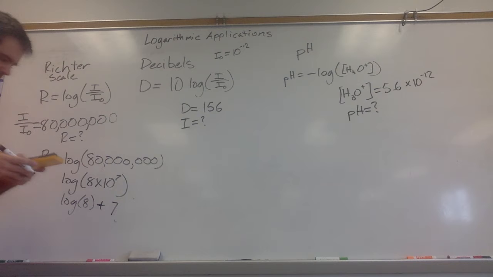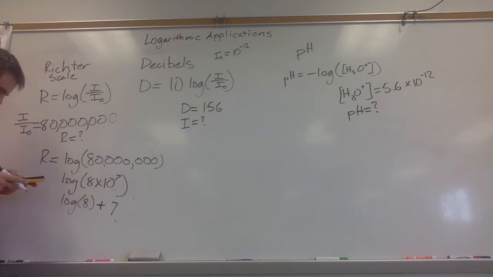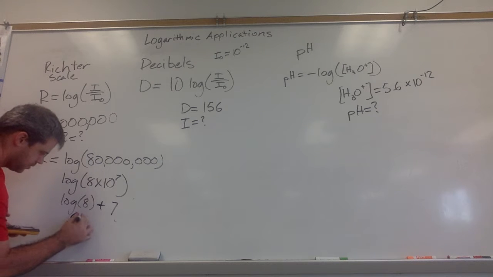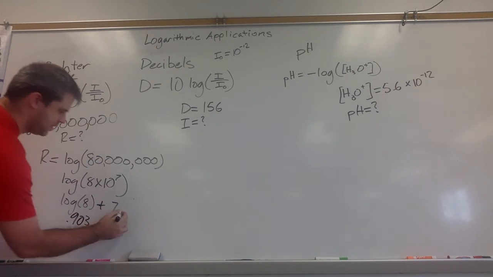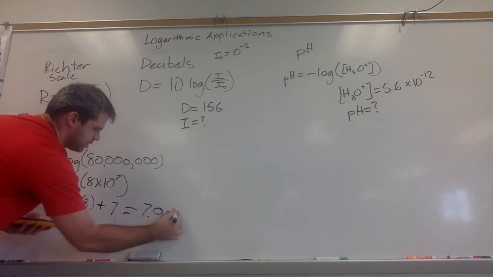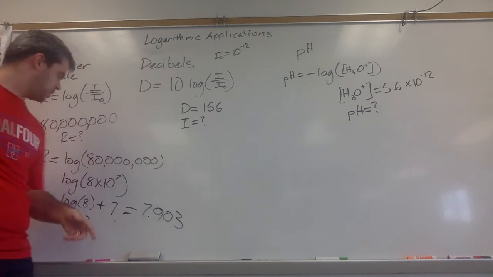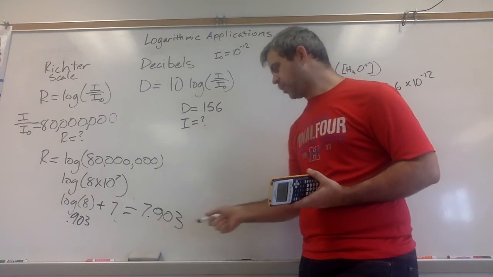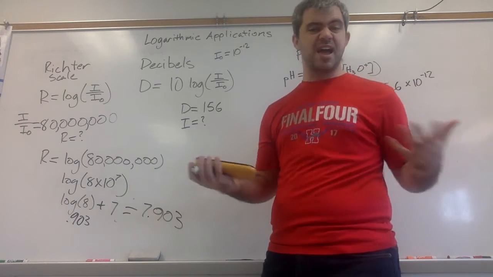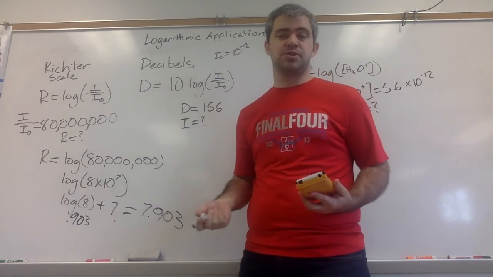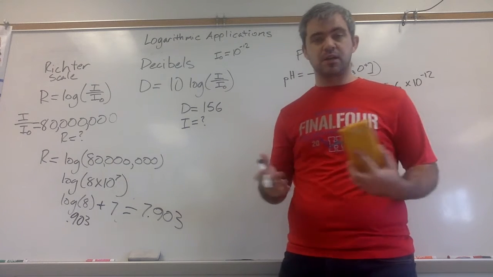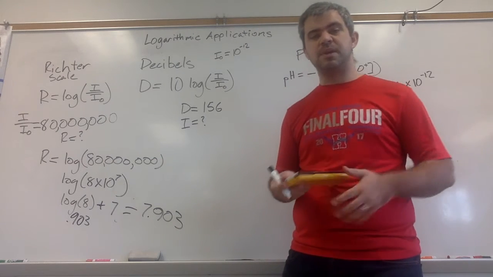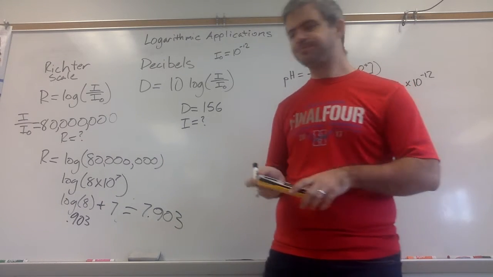Well, let's plug it in and find out. Log of 8 is 0.903. So we wind up with 7.903, which is the same exact thing you would have gotten had you just plugged it in from the start. So this is going to be a 7.903 on the Richter scale. Again, the only reason I showed you this is I wanted you to understand that you can get pretty close to the actual value without actually putting it in because of the way that scientific notation works.